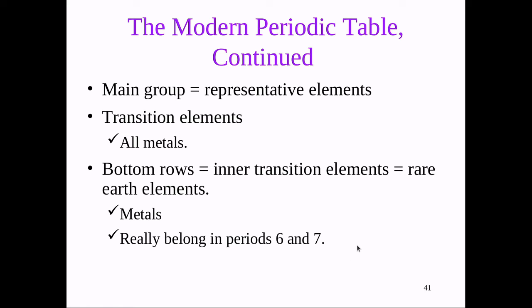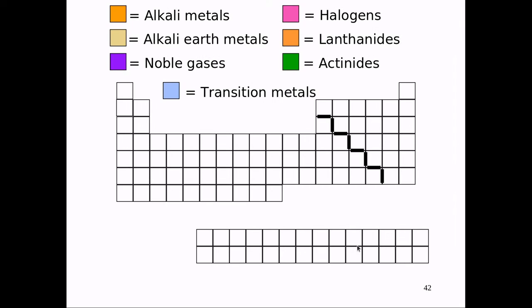So let me show you a little bit about what I mean here. So this is a group, and then a row here is going to be a period. So any of the groups that go above this line here, so this one, this one, this one, this one, this one, this one, this one, and this one, these are all our main group elements.